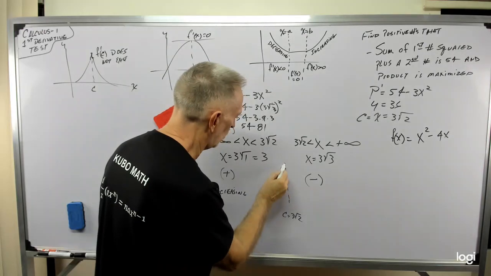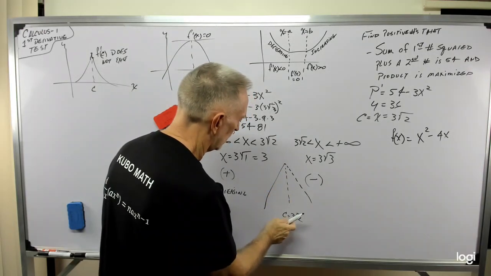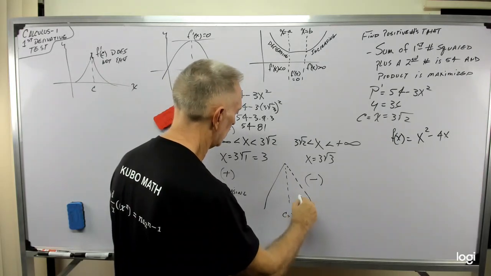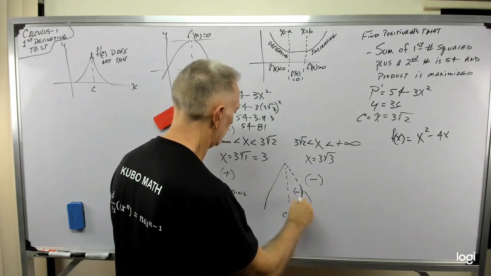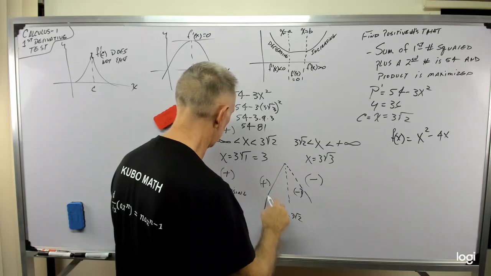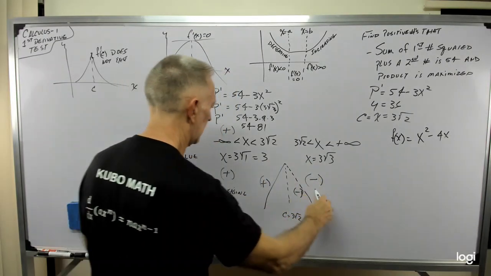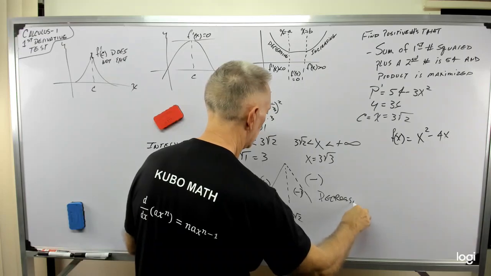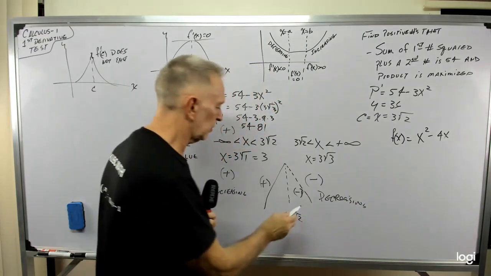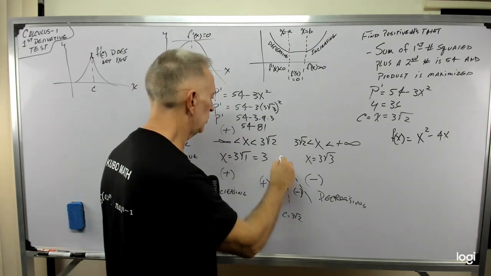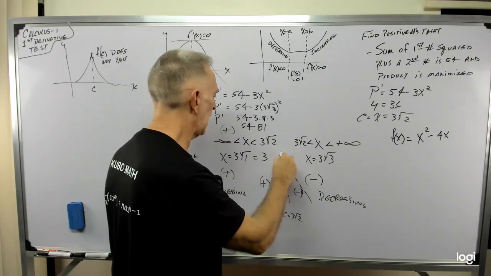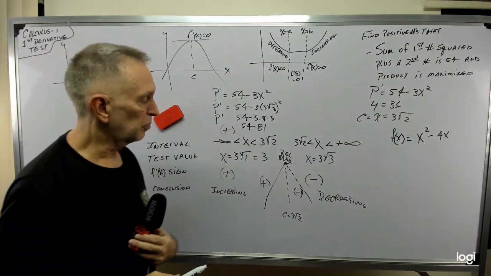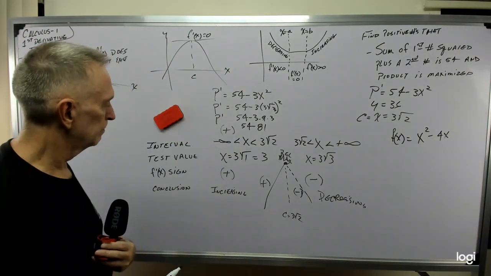So I know on this side of 3 square root of 2, I have a negative. So negative here, positive here. So on this side, I know it's decreasing. So I know when x equals 3 square root of 2, this is a relative maximum. And that's what they were telling us to prove that that's the case.